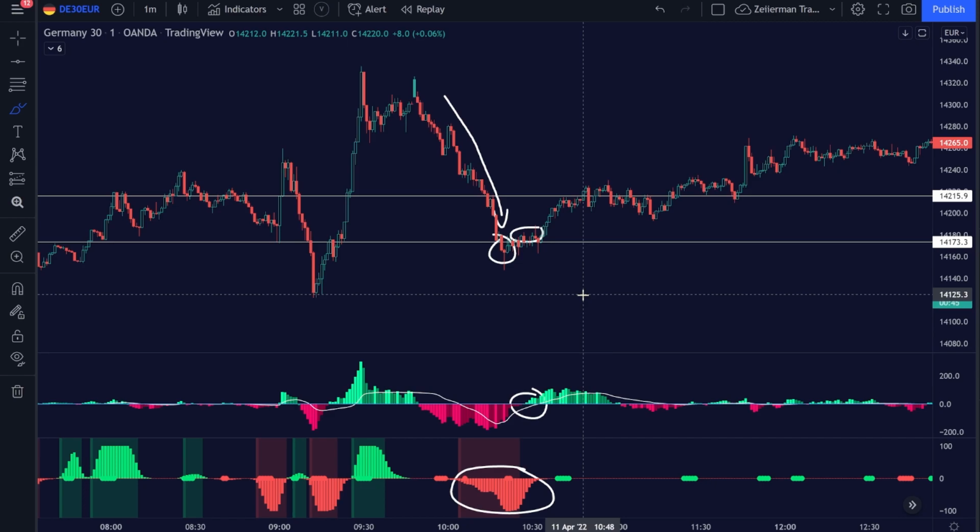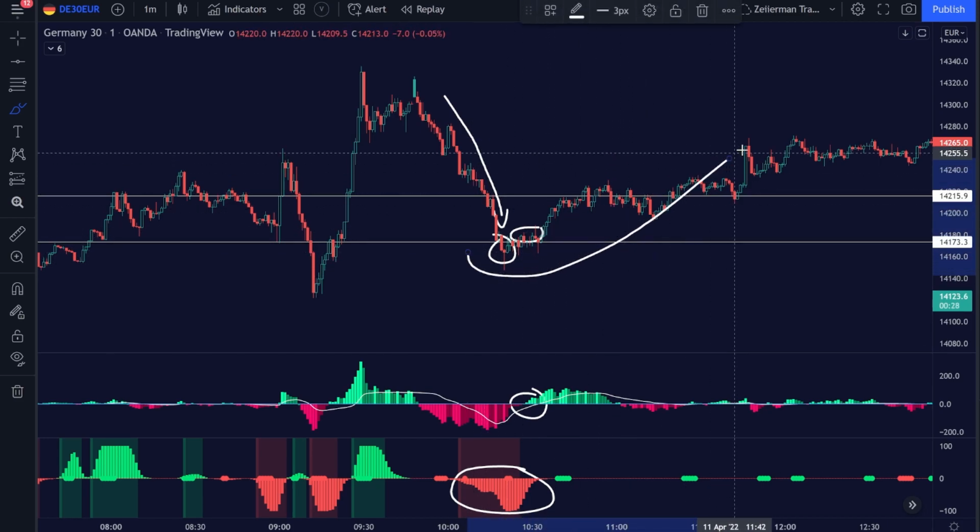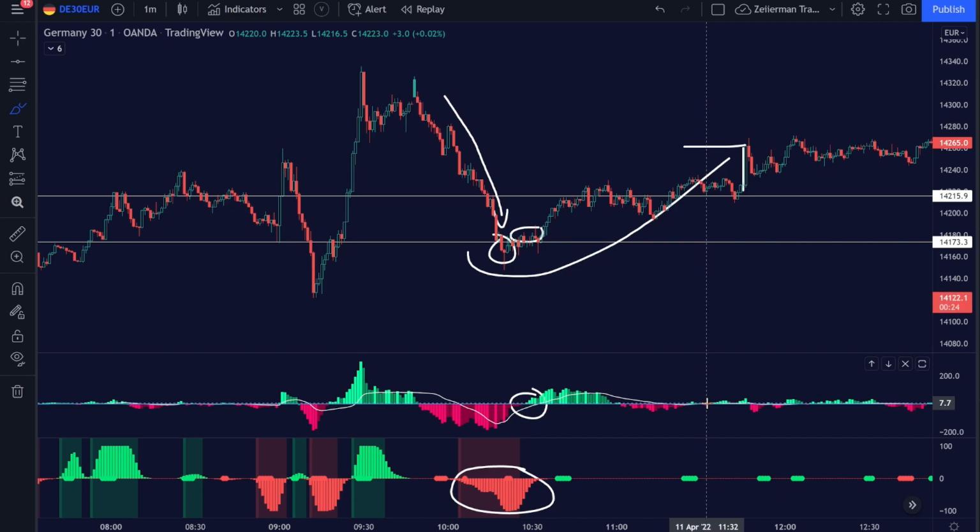So in this case, the bell curve tells us, hey, get ready for a long. The volume delta confirms that we get positive volume in this area around a key level. So this is a great long setup, and we can expect a nice move up. So this is how I use the bell curves in combination with the volume delta to find more certain reversals.